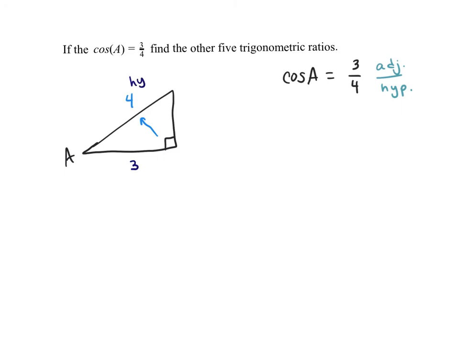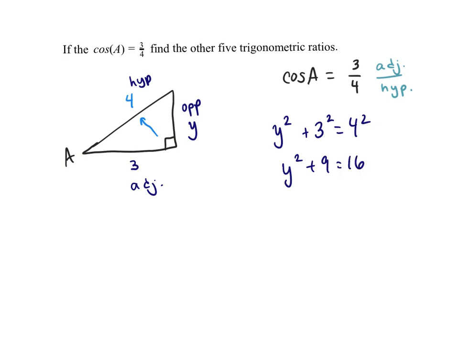So this is hypotenuse, and this is adjacent to angle A, and I could have put A in the corner, but I didn't. So this would be the opposite side. And we don't know that, so we'll call it, I don't know, Y. So now I can find Y, so Y squared plus 3 squared equals 4 squared. So Y squared plus 9 equals 16. Y squared equals 7. So Y equals square root of 7. Now don't forget that this could be the plus and minus, but right now we're just going to keep it positive, but in the future that plus and minus could be important.